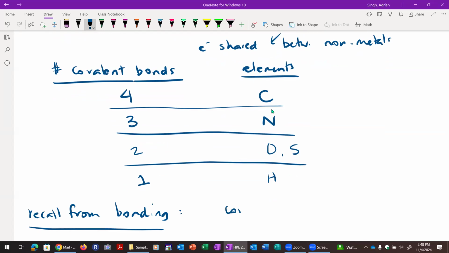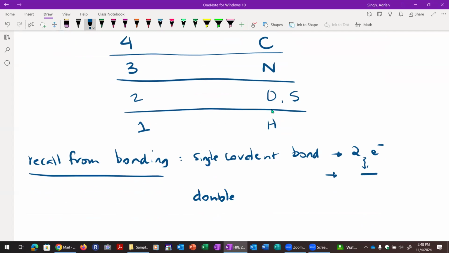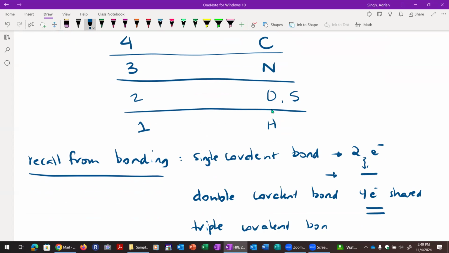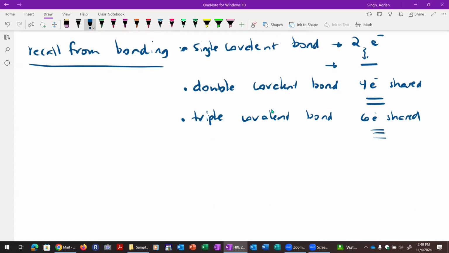So let's recall from the earlier sections on bonding that a covalent bond represents two electrons, and we can represent that using a line. That single line represents two electrons being shared. If we had a double covalent bond, that would mean four electrons are shared, and we'll see two lines. And if we had a triple covalent bond, that would be six electrons shared, and that would mean we would have three of those lines. We talked about that briefly before. We're going to see this again now, especially with carbon. So carbon likes to form four bonds.